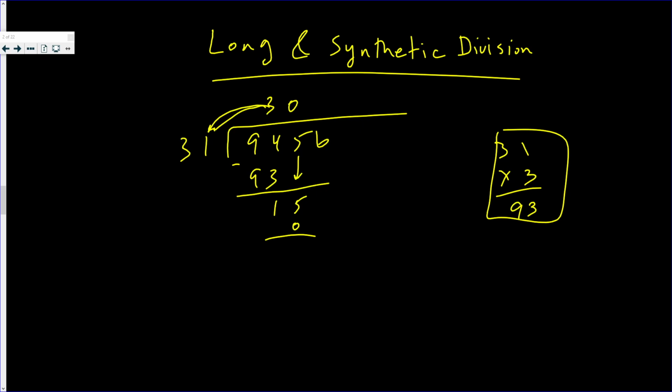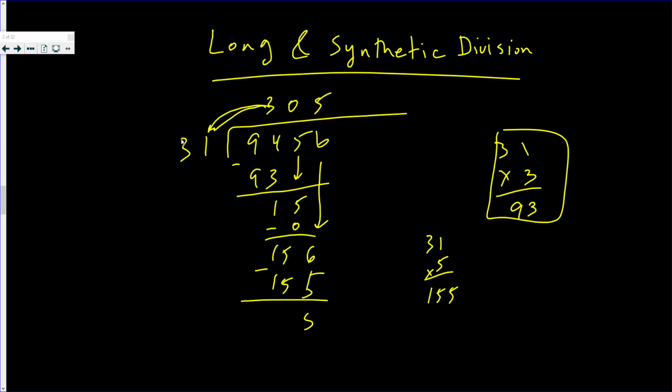15 minus 0 is still 15. Now you bring down the 6. And 31 times 5 is 155. You subtract. Okay, I had 1 in my mind because I knew the remainder would be 1. When you subtract those two numbers, you get 1. So it's plus 1 over 31, which we normally write like that.